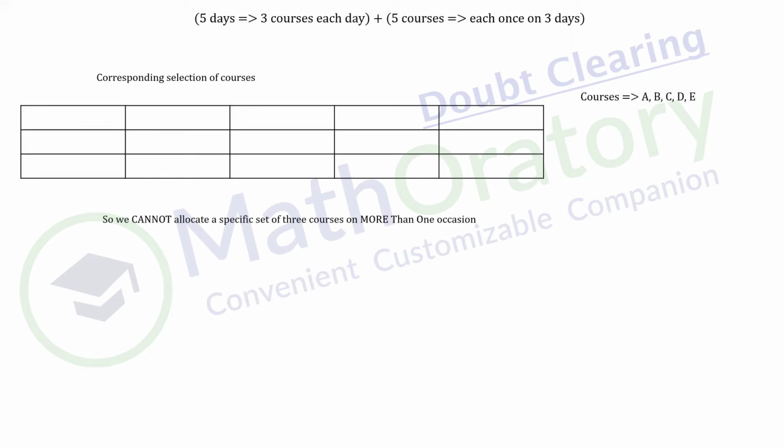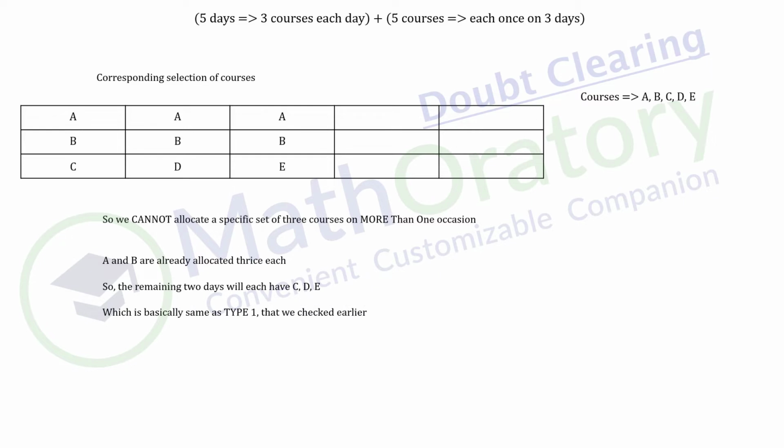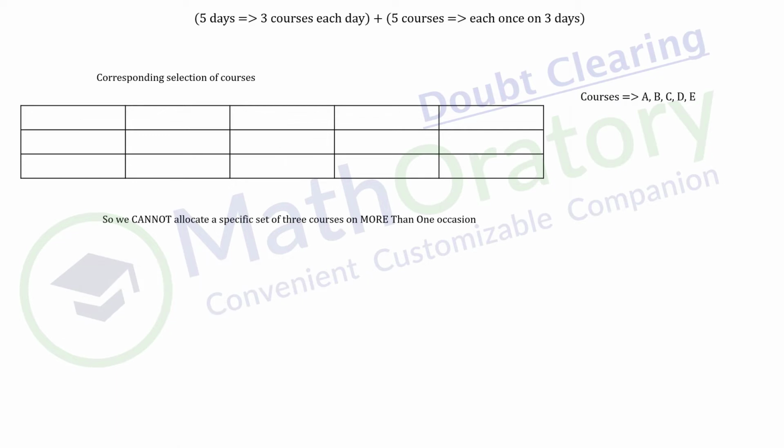Now, note that if we allocate a specific pair on 3 days, it will lead to the previous type. Let me show this quickly. Suppose I allocate AB as a pair on three different days. Now, we cannot allocate a specific set of three courses on more than one occasion any which way, because that is the previous type. So on the remaining two days, I cannot have the same subject on both. Let me arbitrarily place the remaining three subjects one at a time: C, D, and E. Now A and B are allocated thrice each, as you can see. So the remaining 2 days will each have C, D, E. That is basically type one, where a specific set of three subjects, in this case C, D, E, occurs on two different days together. So we can ignore that case.